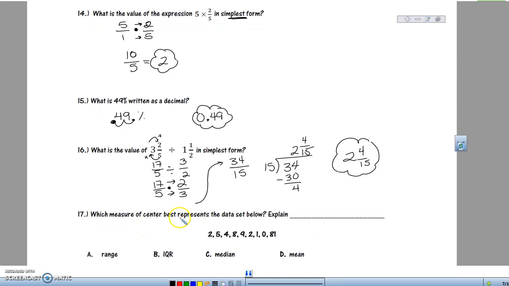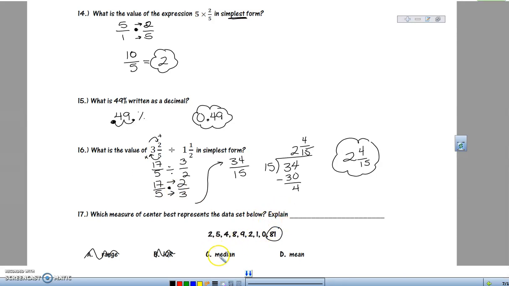Which measure of center best represents the data set below? Well, I know we only talked about mean and median, so those automatically can be crossed off. Let's look at this example though. I have the numbers 2, 5, 4, 8, 9, 2, 1, 0, and 81. Does anything seem like it does not belong? The 81 doesn't belong. That's the outlier.